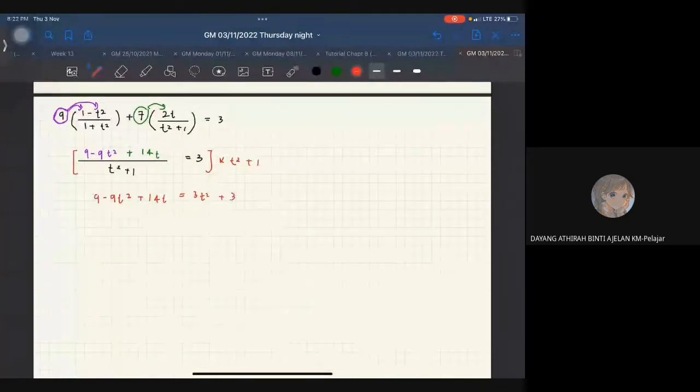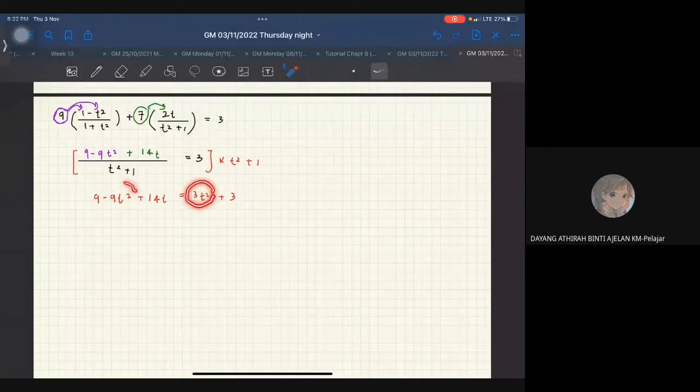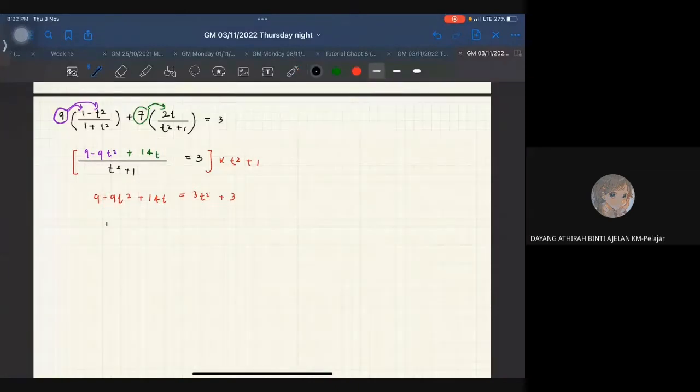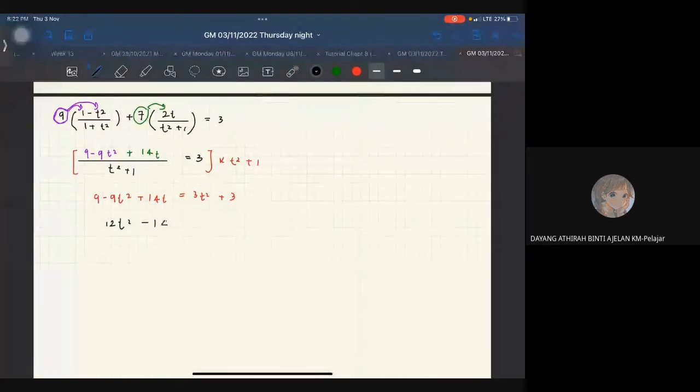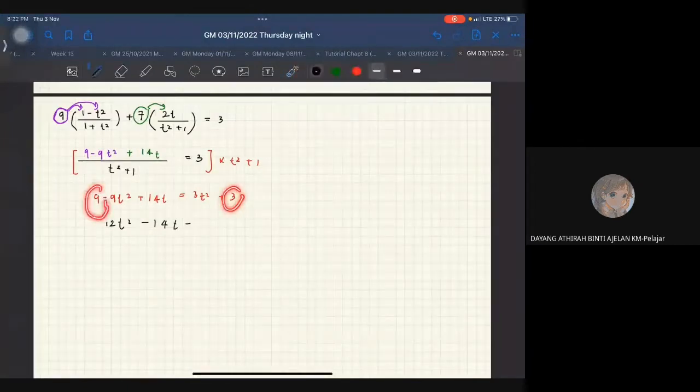Okay, so let's rearrange our equation right now. So, kita ada t square dengan t square. So, saya combinekan dia. So, saya dapat 3 tambah 9 equals to 12. So, I have 12t square. Okay, and then saya bawa 14 to the right hand side. I will get negative 14 minus 14. Okay, and then saya dapat 3 tolak dengan 9, which is equals to negative 6. Okay, betul. So, negative 6 is equals to 0.